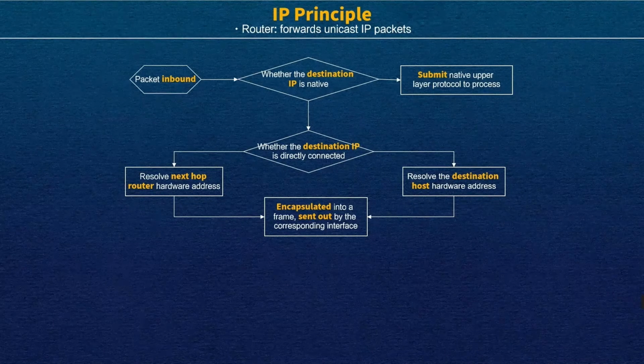I will delete the data link header, delete the network layer header, delete the transport layer header until I give the information to the app layer. So this is the step of submitting to the native app layer protocol to process. So this is the first one. I directly send the message to the router. For example, you do telnet to the router, right?